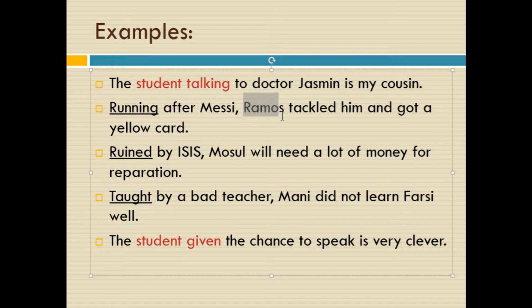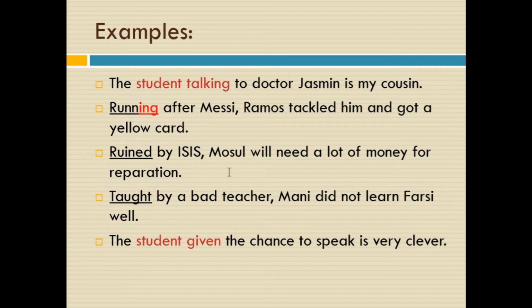So Ramos is the subject of the second sentence. He is also the implied subject of the first sentence because he's the subject in both sentences, because he was running after Messi. Messi is the object. We have the -ing form because he's the subject of both sentences, okay?